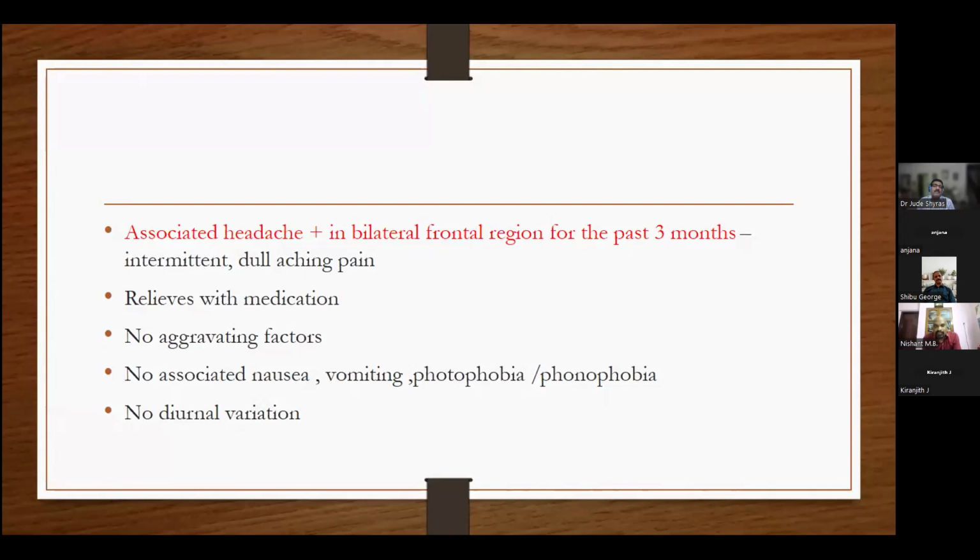So, compression of the orbit also can cause localized headache. Increased intraorbital tension can cause headaches as well. Why do we discuss like this? This is because we need to come at a diagnosis from history and then go on to the physical exam. You get the point? That is why you classify all these things.